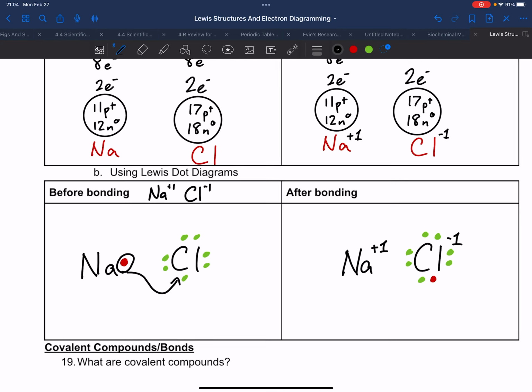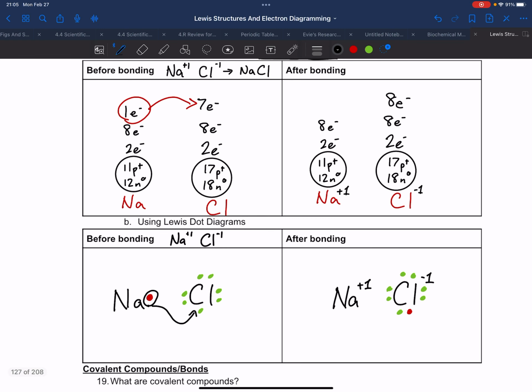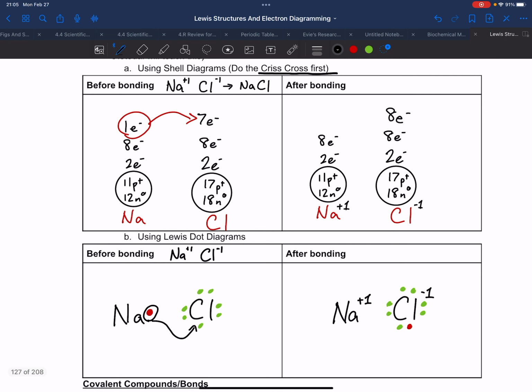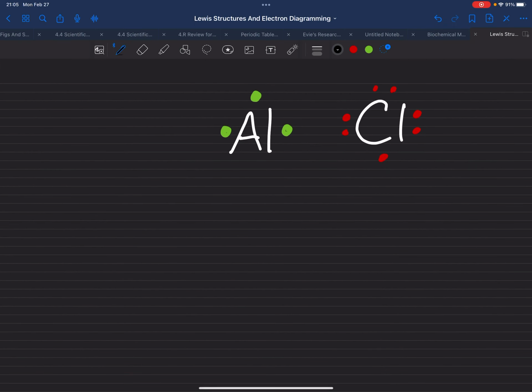So when you look at both of these examples, they are identical in the process, but they're different in how we represent them. This is the difference between Lewis dot diagram and shell diagrams. Lewis diagrams are a lot easier to do, whereas shell diagrams, there's a lot more information that it tells us. So they're both useful, but we like doing the Lewis diagrams a lot more. All right. Now, the reason we do the crisscross is for cases like this.